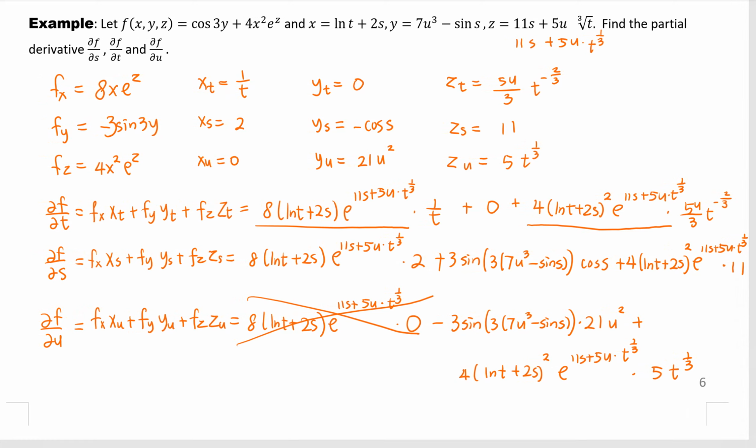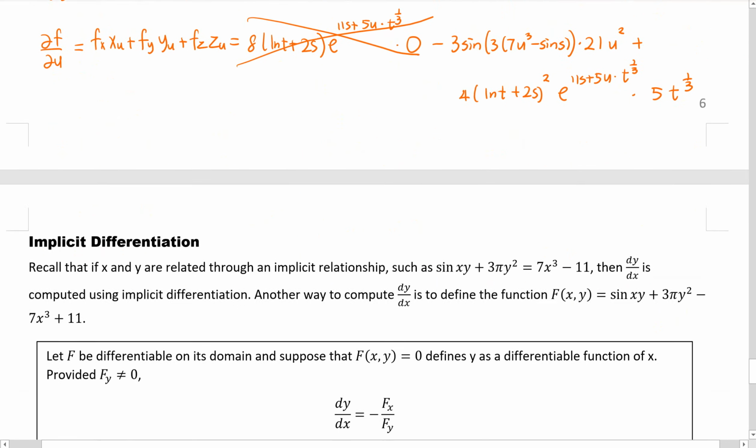The most dimension we can get. F is a function of 3 variables, and x, y, z are also functions of 3 variables. So I would say those are the most variables I may ask you for the chain rule. Okay, next.